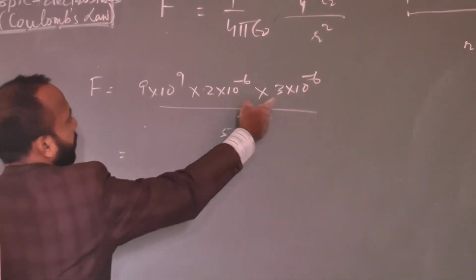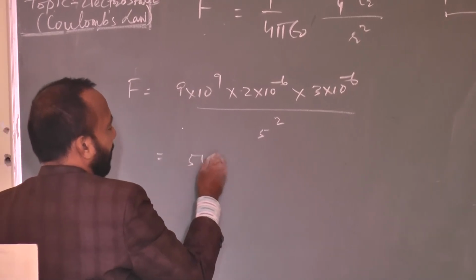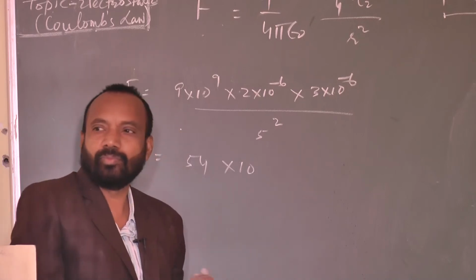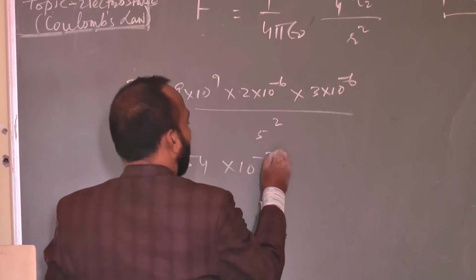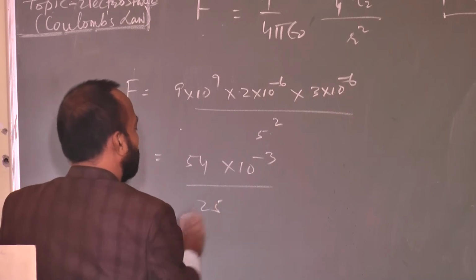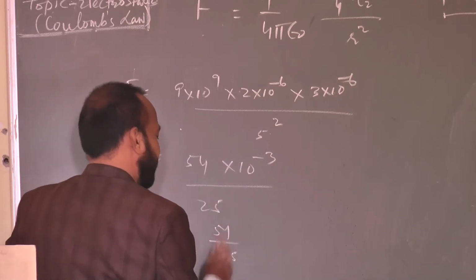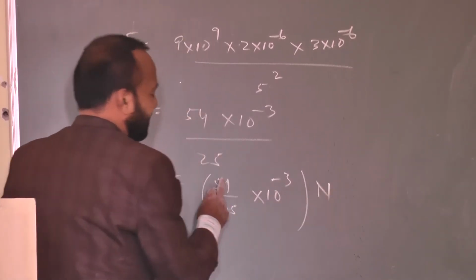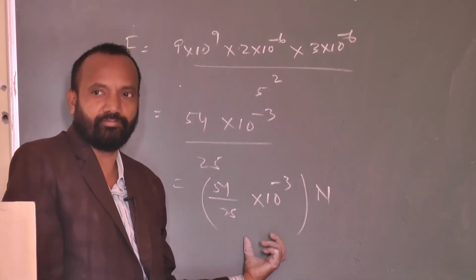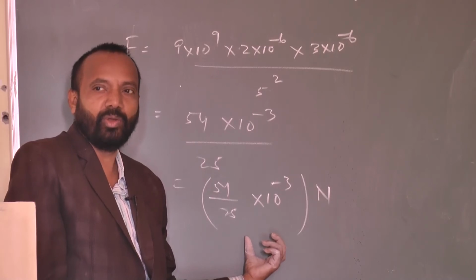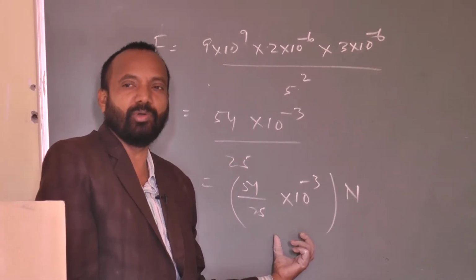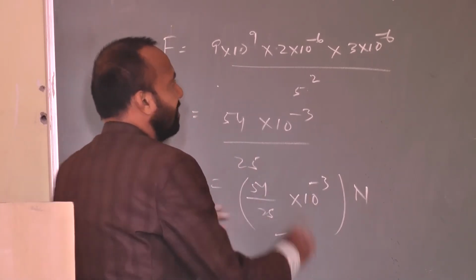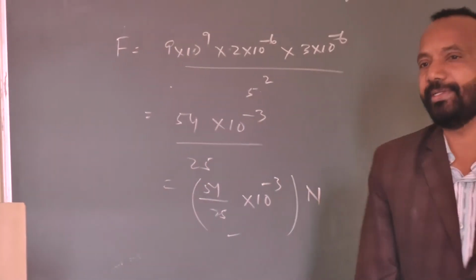Now let us multiply: 2 times 3 is 6, times 9 is 54, into 10 to the power minus 12 plus 9, that is 10 power minus 3, divided by 25. So 54 by 25 into 10 to the power minus 3 Newton. Dividing 54 by 25, it is 2 point something. This is the force of interaction, the Coulomb force, I got it.